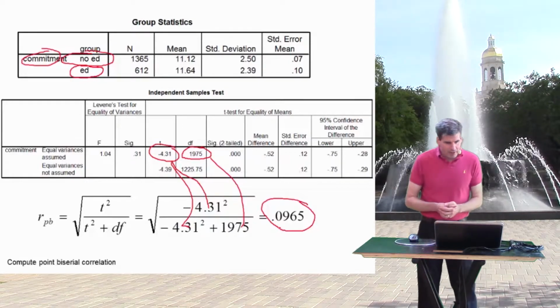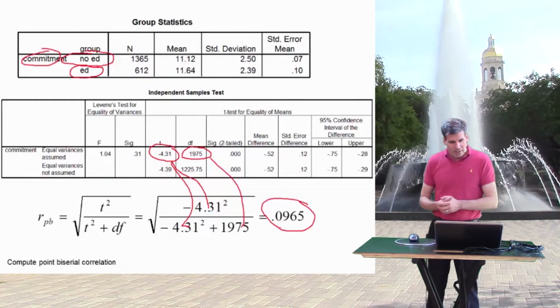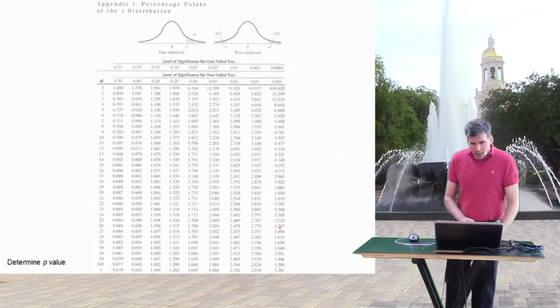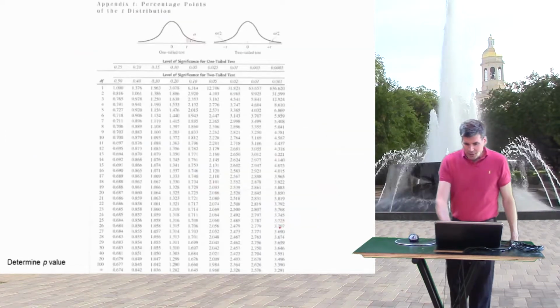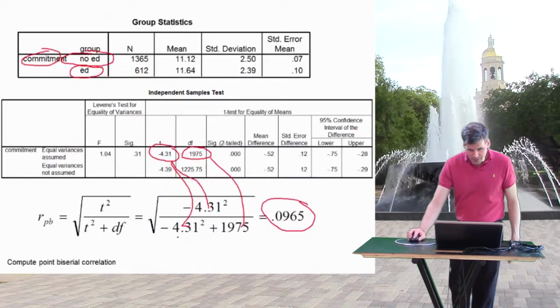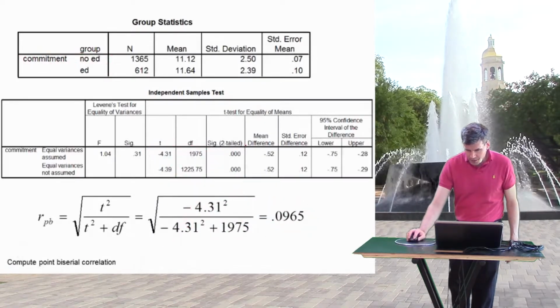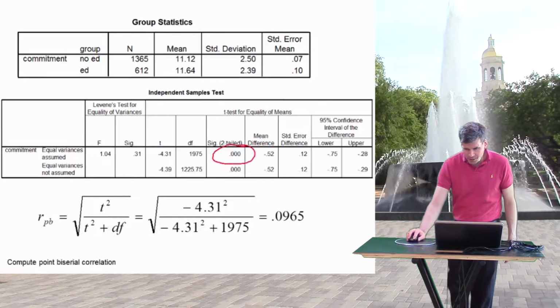Typically, we wouldn't calculate a correlation for this type of data set, but we could, and this is how we would do it. What else? I might ask you to calculate the p-value. Actually, let me back up to that previous page. And here is our p-value right here, 0.000 something.